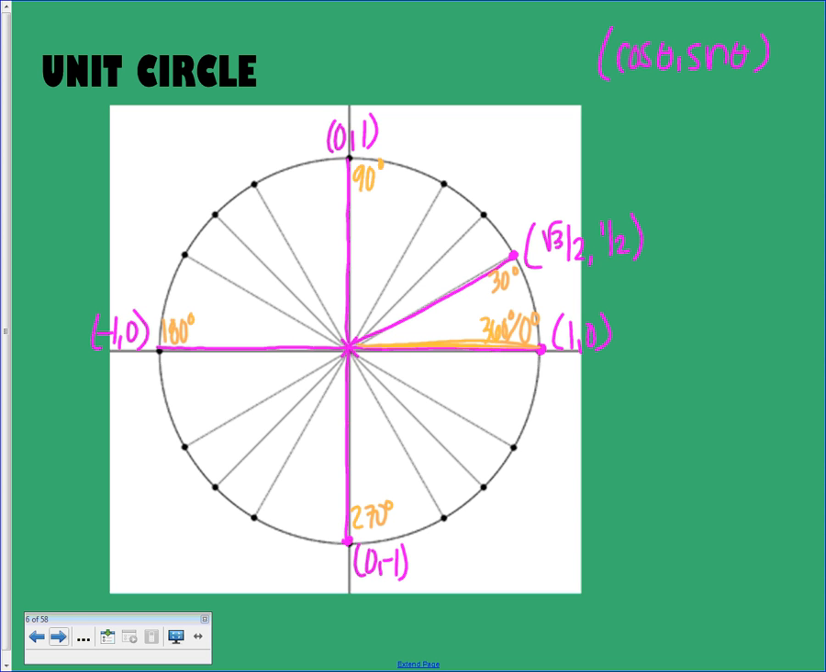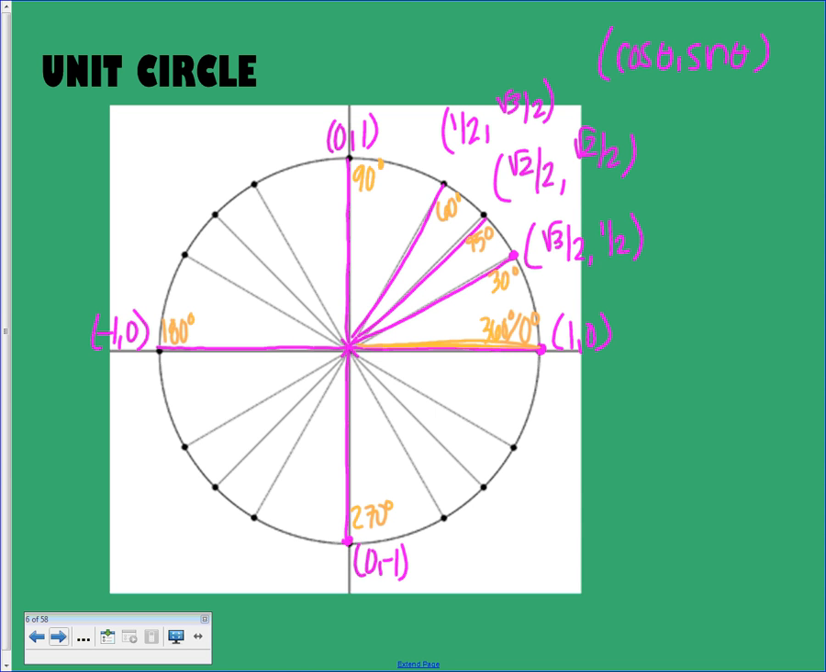Then if I move up a line, the next special angle that we looked at yesterday was 45 degrees. I can find the same thing: the cosine of 45 is the square root of 2 over 2, and the sine is the square root of 2 over 2 as well. Keeping that in mind, the third point here would hopefully be 60 degrees. That one has a cosine of 1/2, and the square root of 3 over 2 for the sine. So those points are the major points.